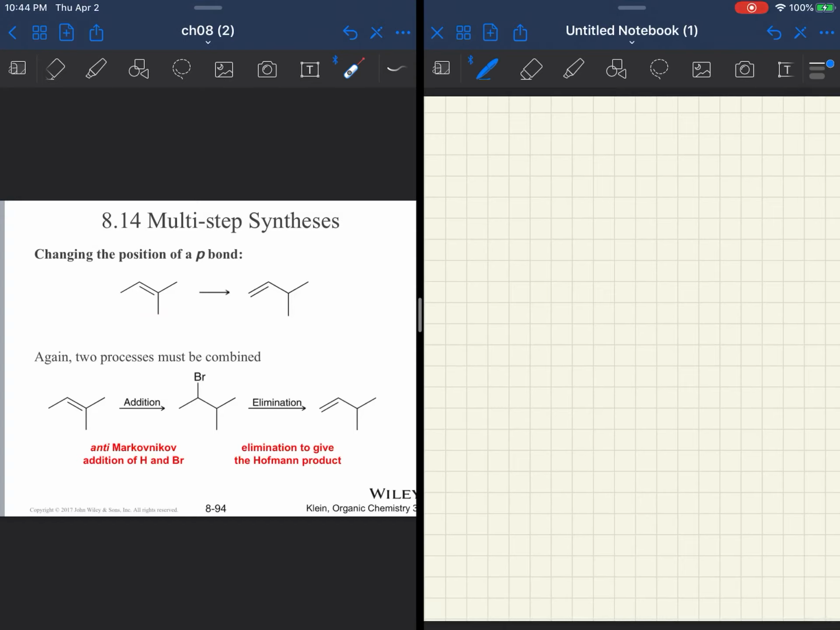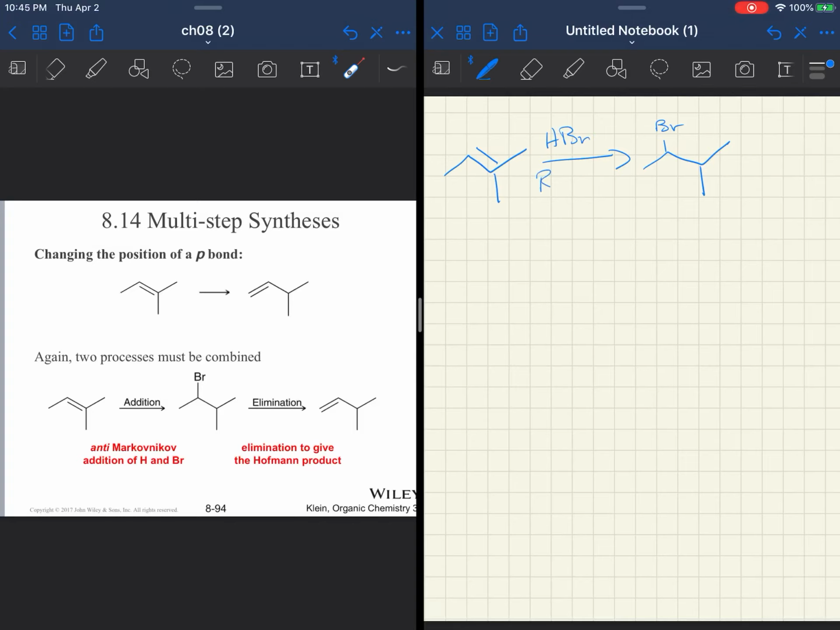All right. Now, the last thing I want you to practice with is multi-step synthesis, moving a double bond. It's the same idea as moving the other functional groups. It's just an addition and then elimination instead of the other way around. So if we've got this double bond and we want to move it out to the left, then we are going to put something on in a position so we can eliminate in that direction.